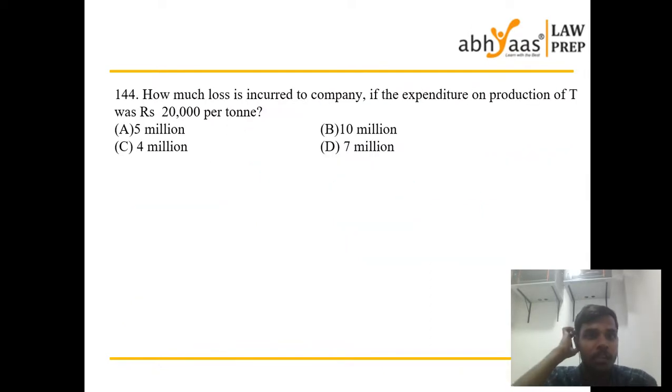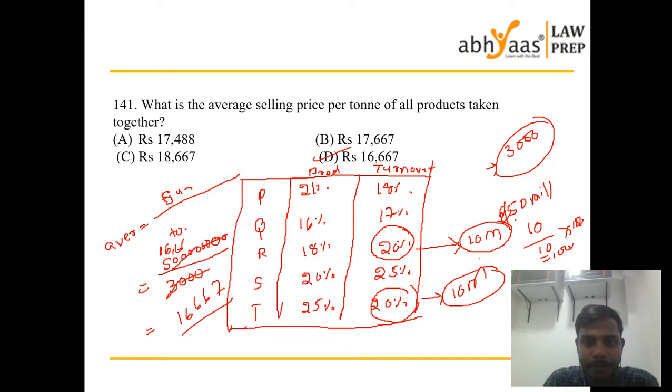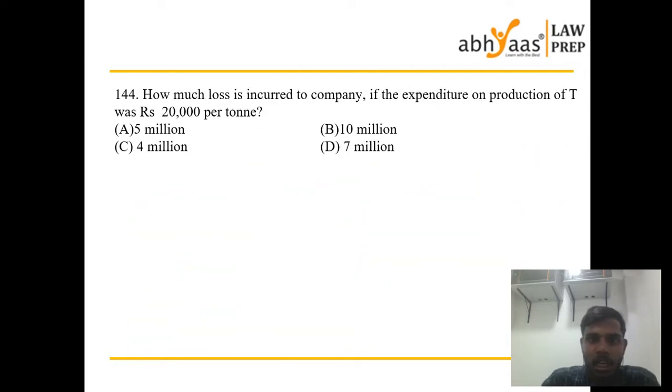Next, 144th question. How much loss is incurred to the company if the expenditure on production of tea was 20,000 per ton? First we have to take for tea. So for company T, the total production was 25% of the total production. The turnover was 20%. First I will calculate the total production of company T, which is 25% of 3000. 25% of 3000 is 750 tons. And the cost of production per 1 ton is given as 20,000 per ton.